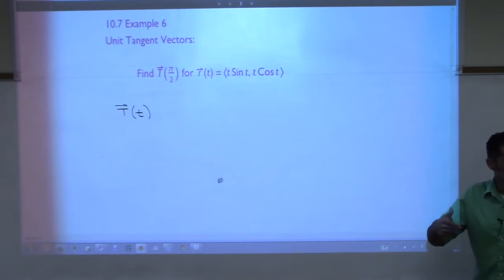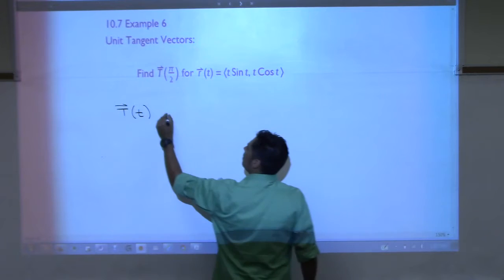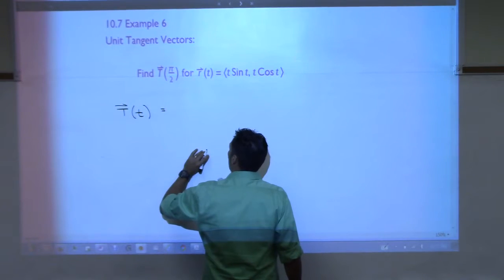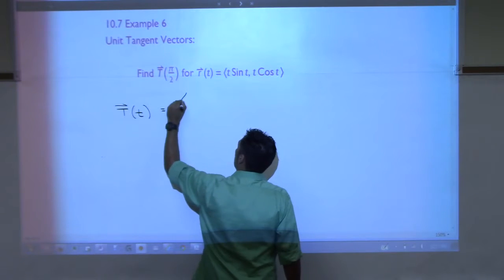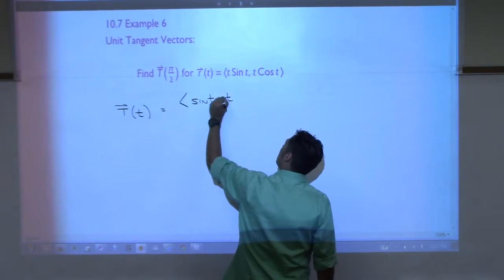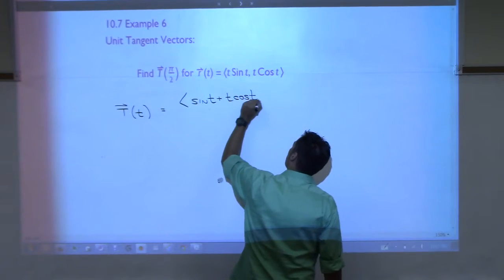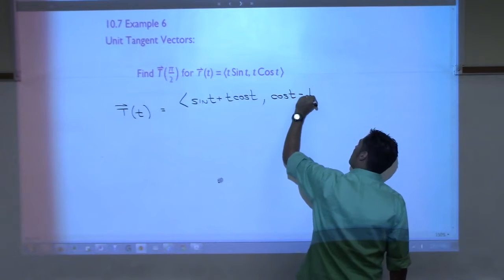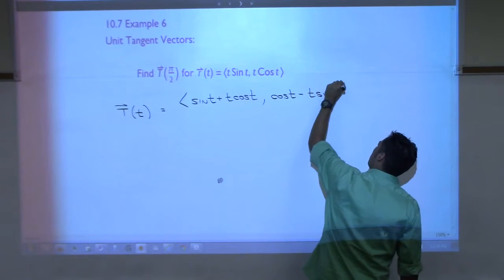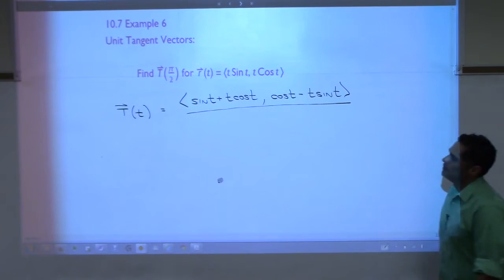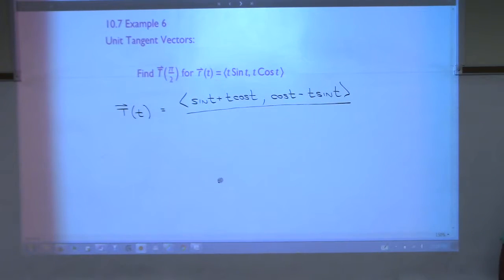We have to take r of t, which we already know, right? Well, is it r of t or r prime of t? R prime of t. We need r prime of t, which we got earlier. It was sine t plus t cosine t, right? And then it was cosine t minus t sine t. We've got to take that vector and we've got to divide it by what? Its magnitude. By its own length.